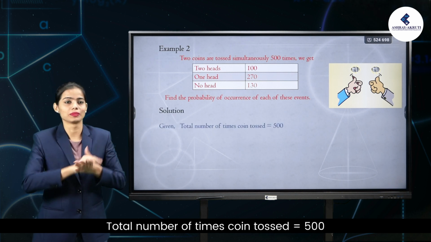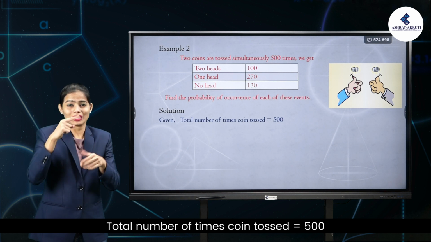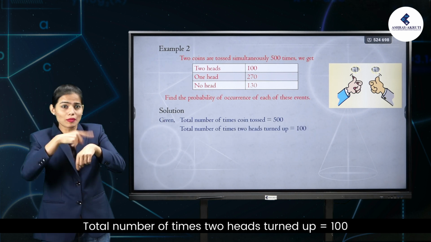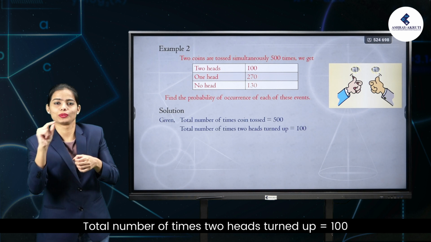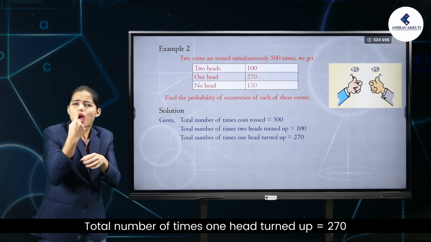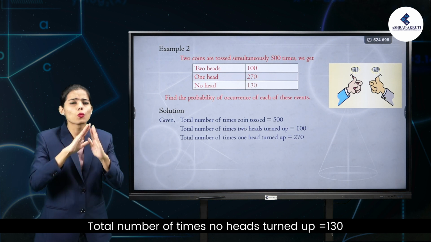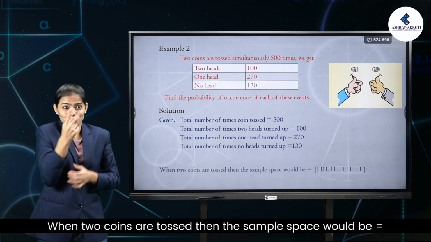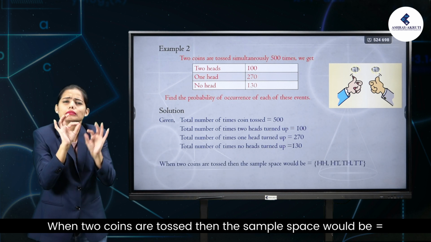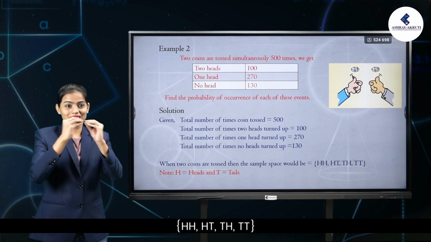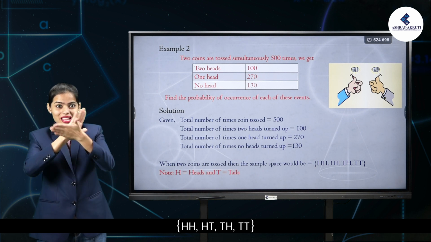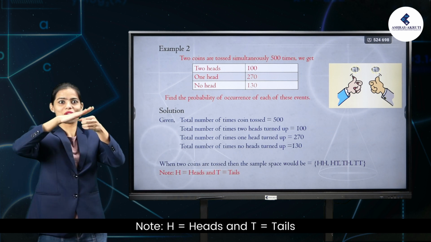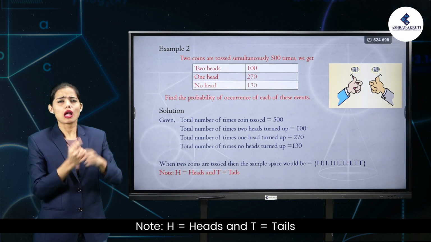Solution. Given total number of times coin tossed is equal to 500, total number of times 2 heads turned up is equal to 100, total number of times 1 head turned up is equal to 270, total number of times no heads turned up is equal to 130. When 2 coins are tossed, then the sample space would be HH, HT, TH, TT. Note, H is equal to heads and T is equal to tails.